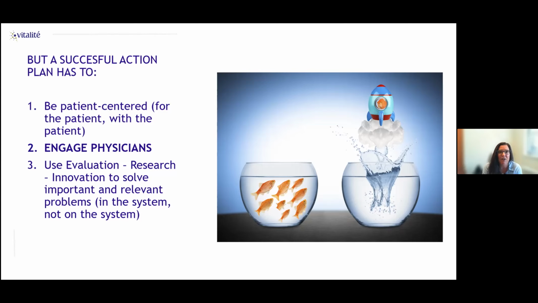They need to be involved. They need to believe in what you're trying to do. They need to see the direct benefit to their patients. And that was a key element that we needed to take into consideration when thinking of this capacity building plan. And we had to find a way to use evaluation, research, and innovation to solve important problems that are relevant to the system. Problems that are in the system, not on the system.